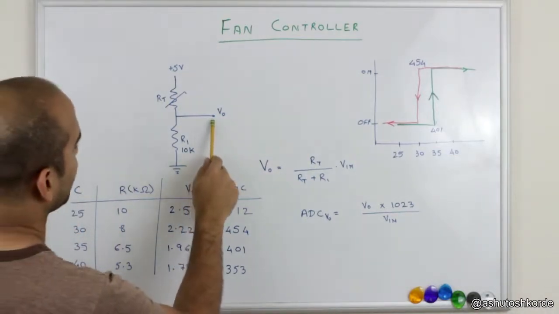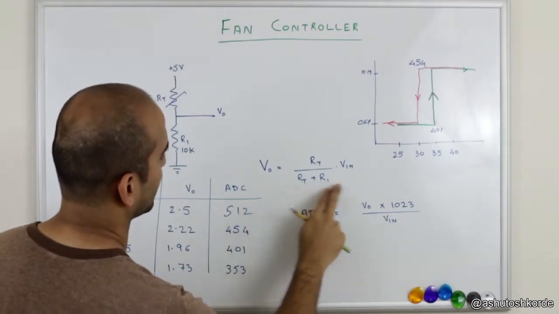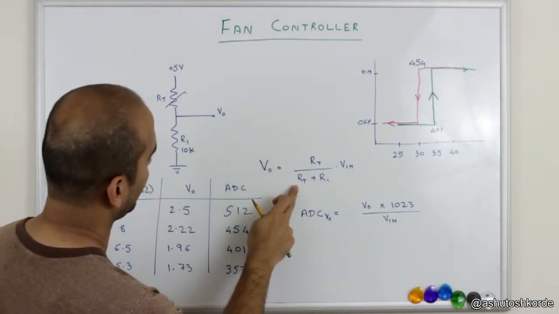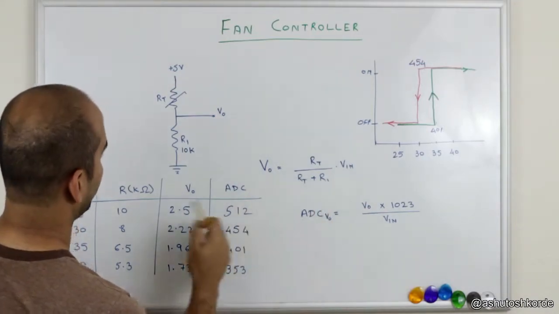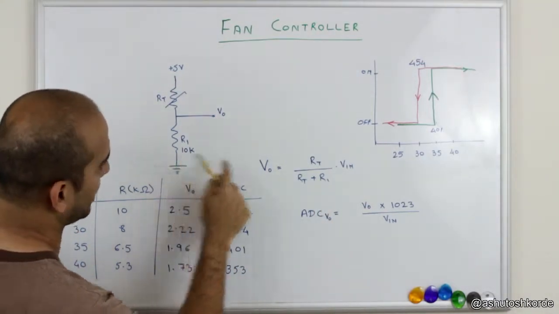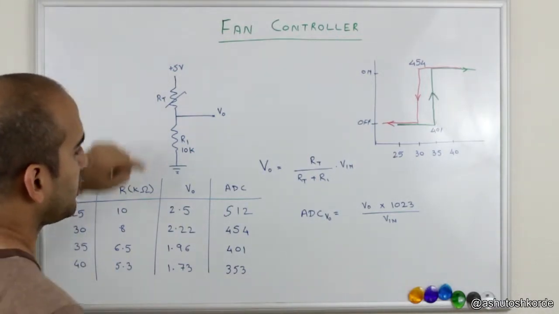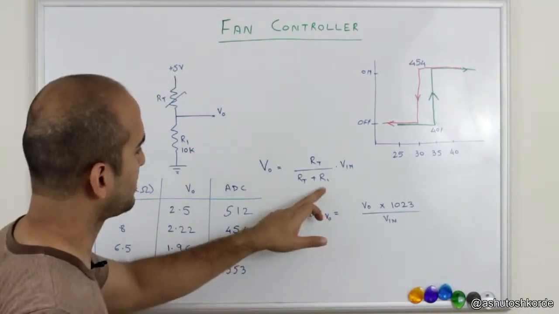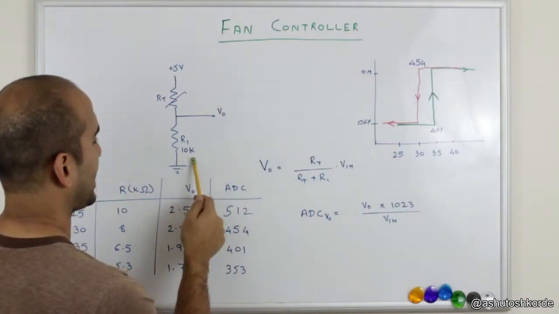Now at any given time, the voltage at V0 is given by this equation, where RT is the resistance of the thermistor and R1 is fixed at 10K, and Vin is our supply voltage, which is 5 volts. Now mind you, in a practical scenario, the value of R1 will never be exactly 10K.